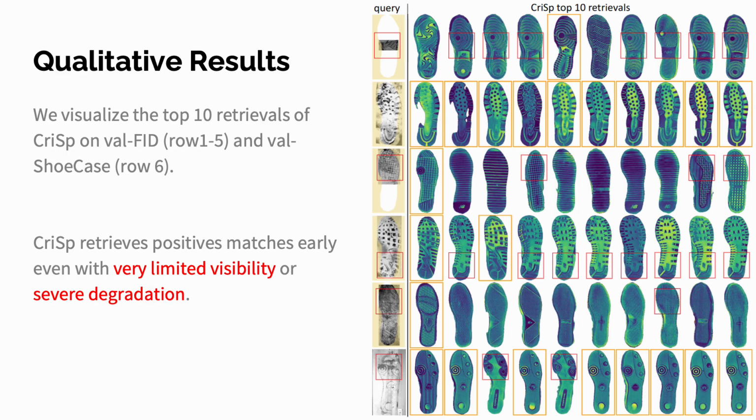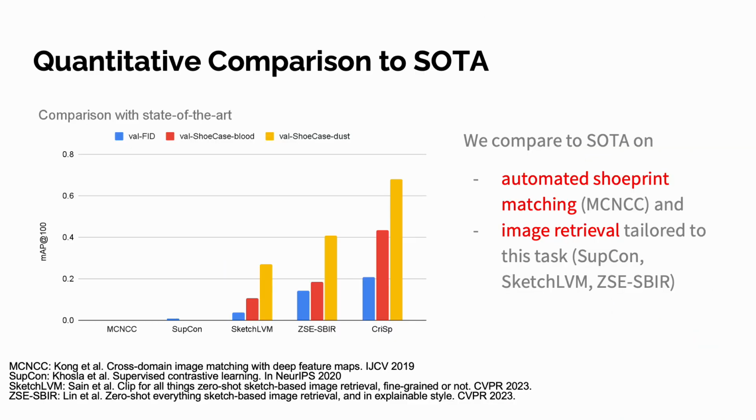CriSp performs very well in retrieving the best matching shoe models to query crime scene shoeprints. Here we see the top 10 retrievals by CriSp on val-FID and val-Shoecase. CriSp retrieves positive matches very early, even when crime scene shoeprints have very limited visibility or severe degradation. Additionally, corresponding locations on the retrieved shoes share similar patterns to the query print even in negative matches.